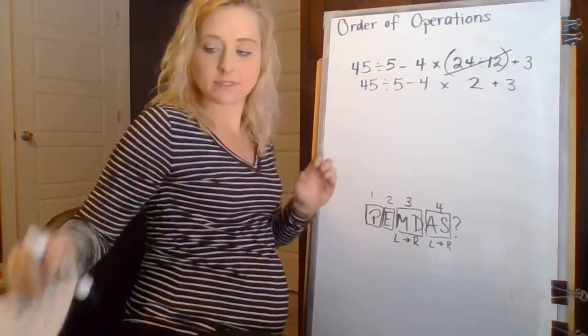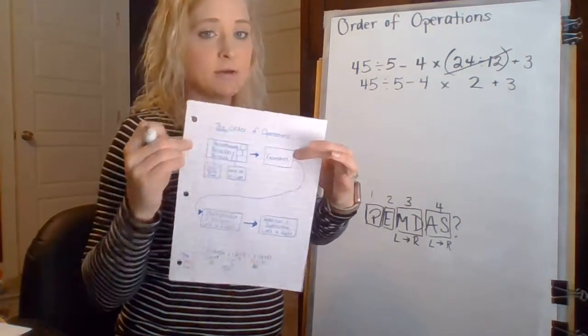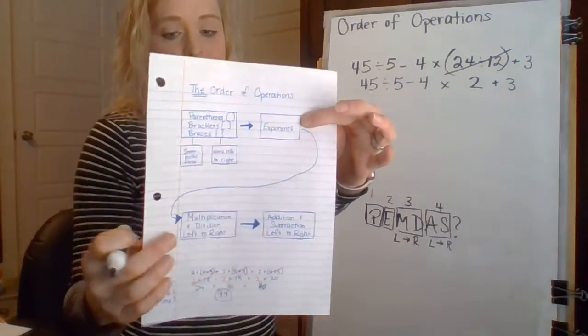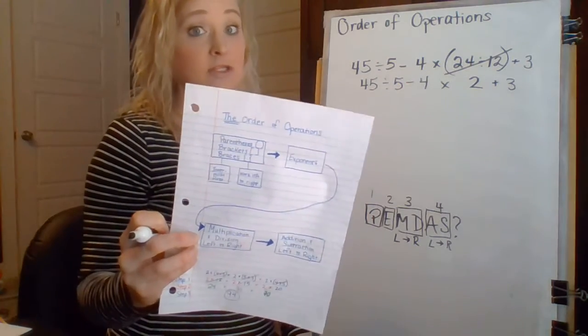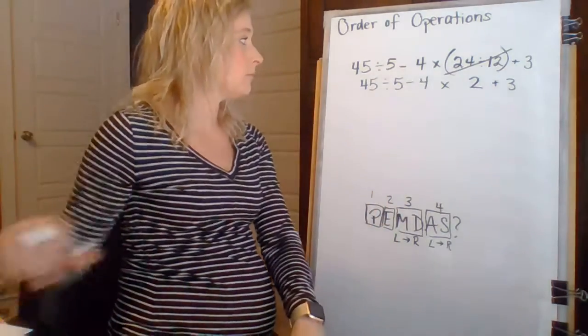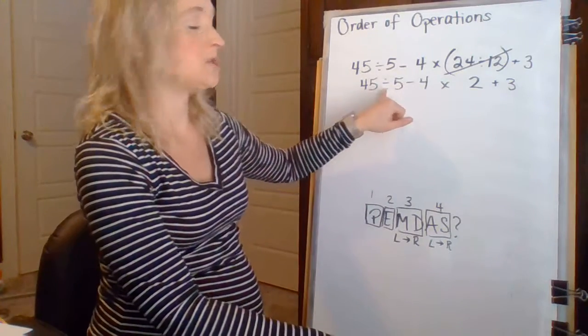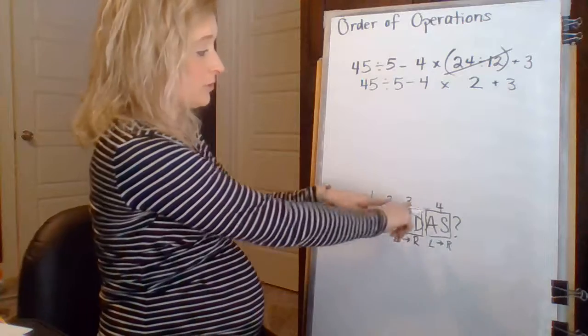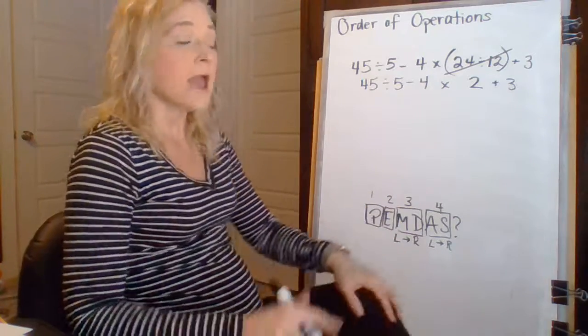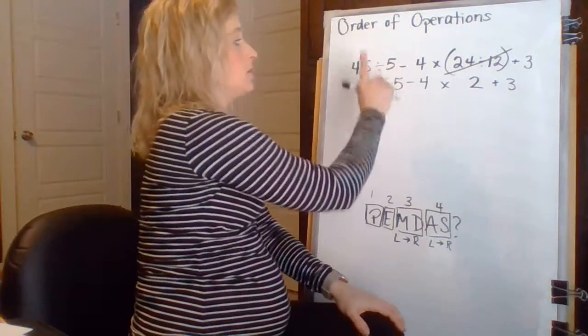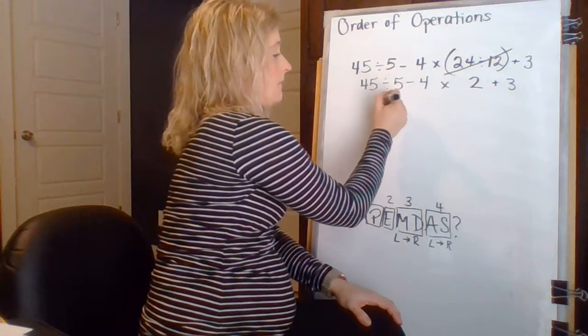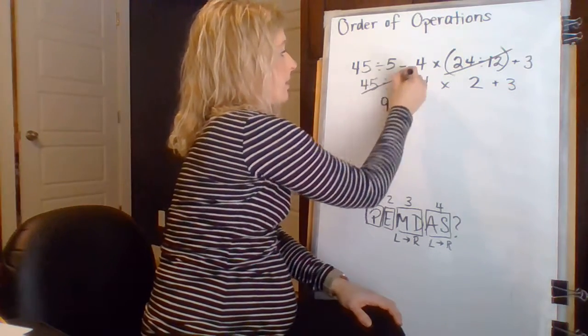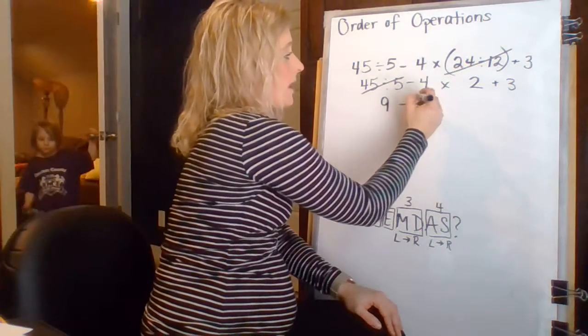So my next step says exponents, but I don't have any. So I go down to the next step, multiplication and division from left to right. And look what comes first. Division comes first. Even though in PEMDAS it looks like multiplication comes first, that's not true. That's one step, and you work from left to right. So we're going to do the 45 divided by 5 first, which is 9. Cross that out and bring down what I have left to do.